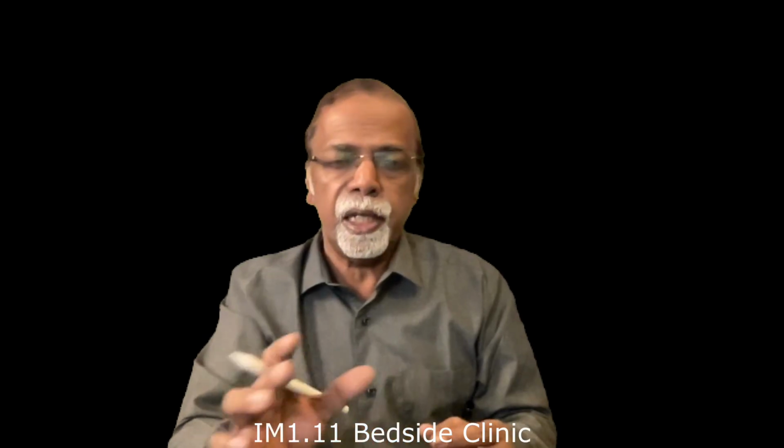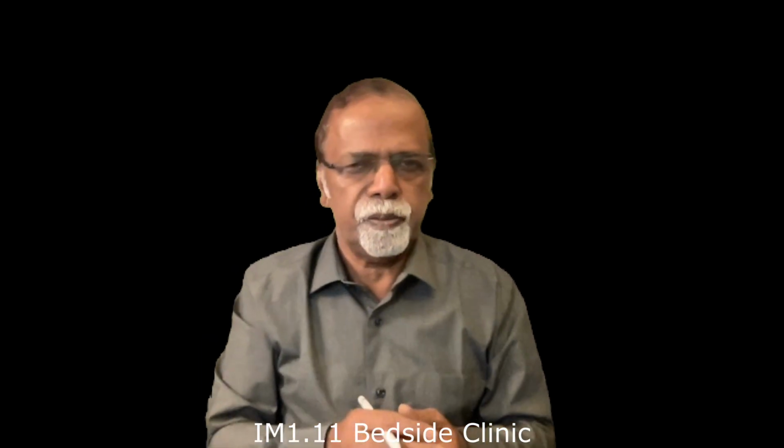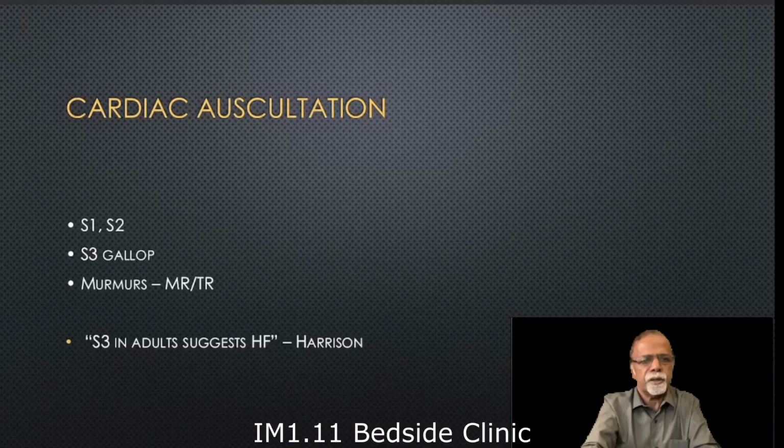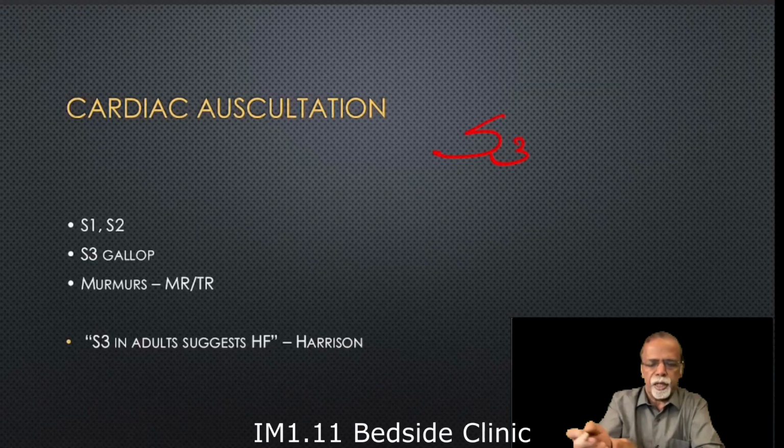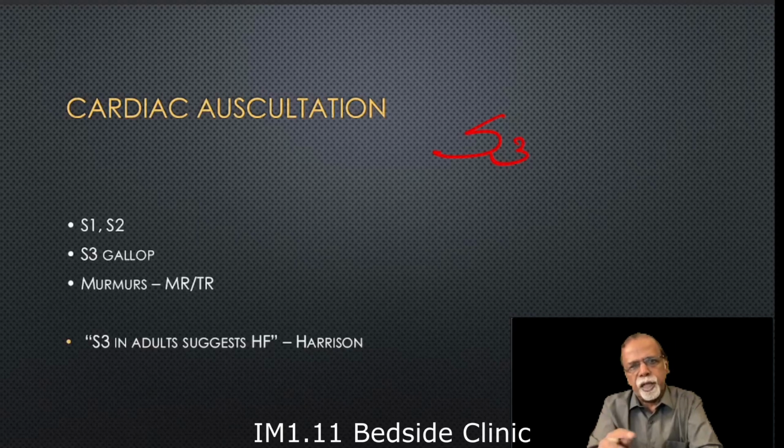Now you go for auscultation. Identify the first heart sound, second heart sound, and we are mainly concerned here with the gallop, especially the third heart sound. So what is a gallop? S3 gallop. The presence of an additional heart sound in the presence of tachycardia gives the appearance of the cadence of a horse. That is called the gallop.